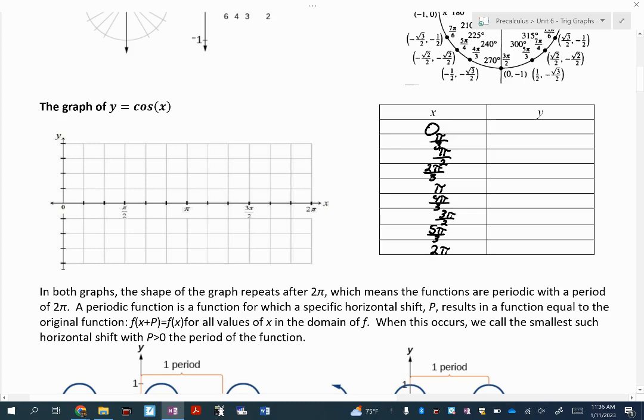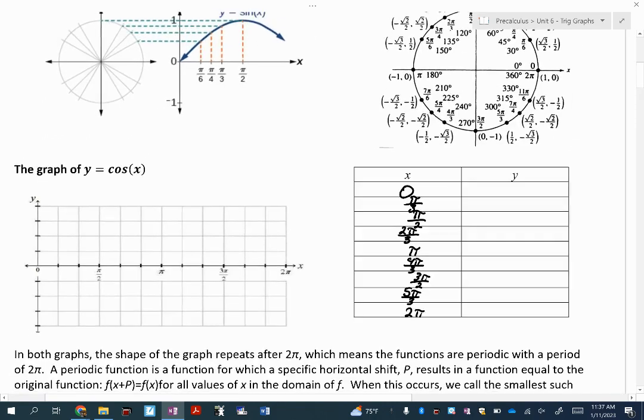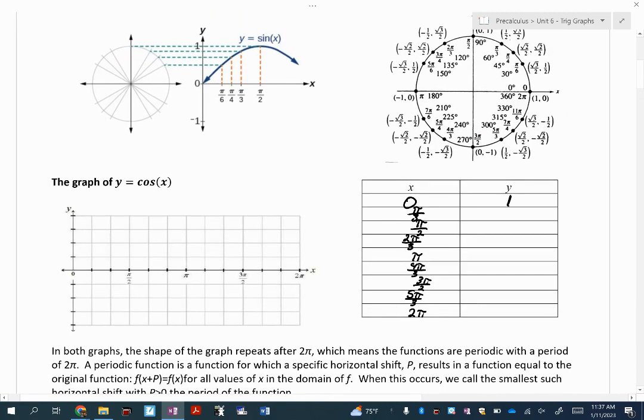You'll notice the y values will be very similar. The cosine of 0, using the unit circle, is 1. Cosine of pi over 3 is 1/2. Cosine of pi over 2 is 0. Cosine of 2 pi over 3 is negative 1/2. Cosine of pi is going to be negative 1. Cosine of 4 pi over 3 is going to be negative 1/2. Cosine of 3 pi over 2 is going to be 0. Cosine of 5 pi over 3 is going to be positive 1/2. And then cosine of 2 pi is going to be 1.